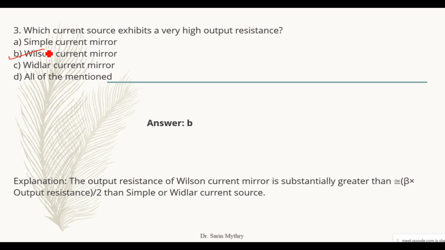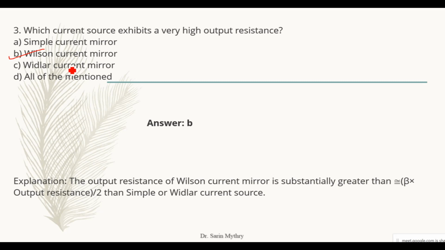The explanation is that the output resistance of a Wilson current mirror is substantially greater, by beta times the output resistance divided by 2, than the simple and the Widlar current mirror. I'll try to describe how this Wilson current mirror will be, and the Widlar current mirror too. There are only small differences between the Wilson and Widlar current mirrors, and I'll tell you those differences.